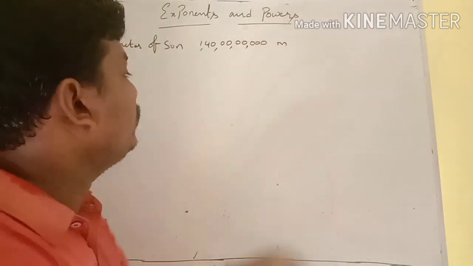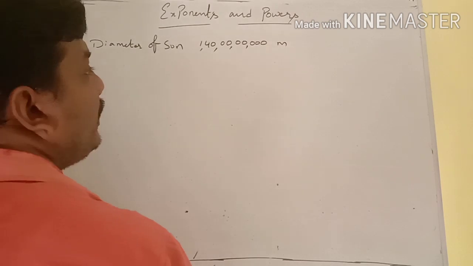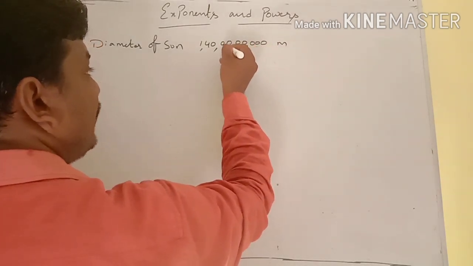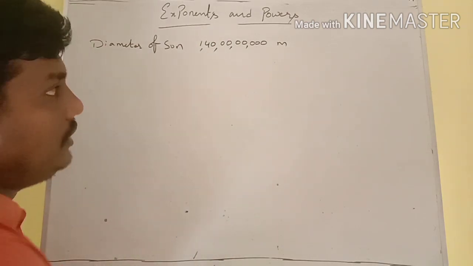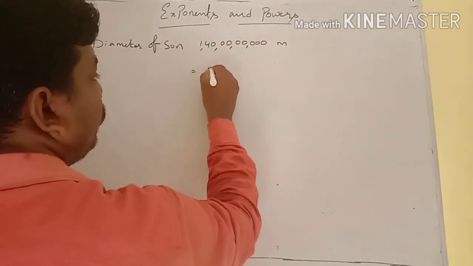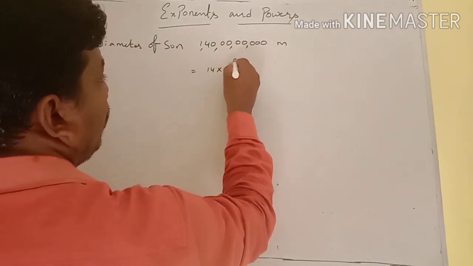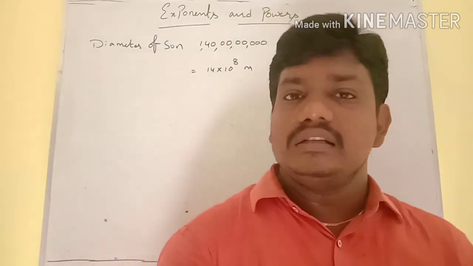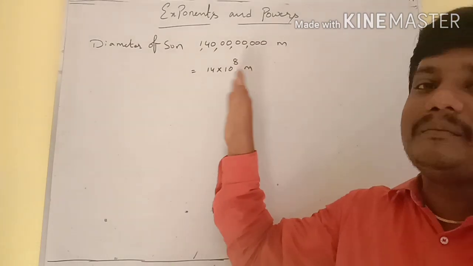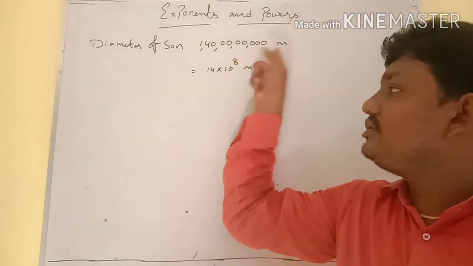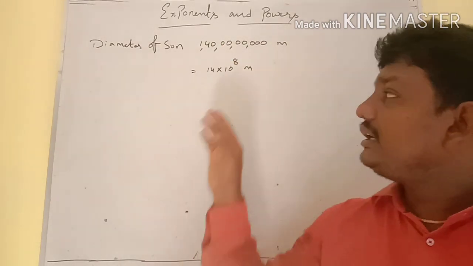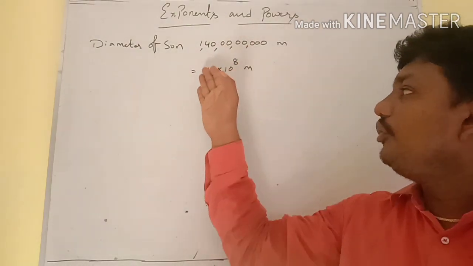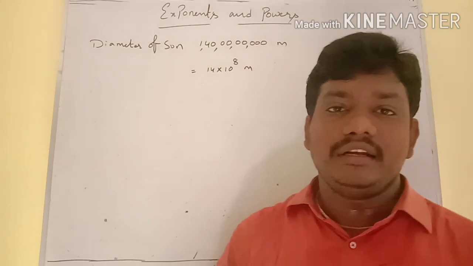So how do you like to express this one? How many zeros are there here? 1, 2, 3, 4, 5, 6, 7, 8. Eight zeros are there. That means we can simply write 14 into 10 to the power of 8 meters. If 10 is repeatedly multiplied 8 times, then 8 zeros will come. That means 14 into 10 to the power of 8 meters.